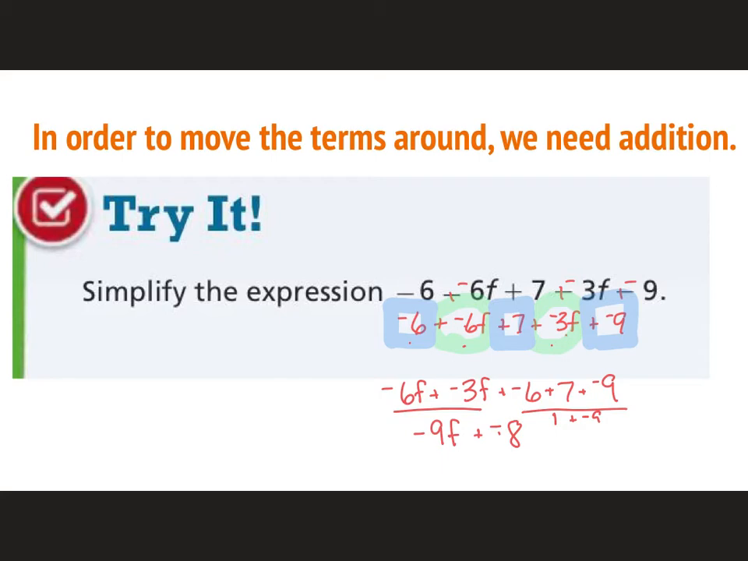Then the last step is to undo and get rid of the double signs. So now I have to change it back. So negative 9F, change the add to subtract, and the negative 8 to its opposite, so it becomes positive 8. So now I have simplified this expression.